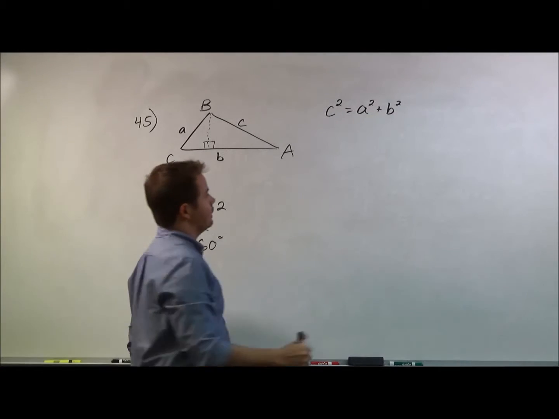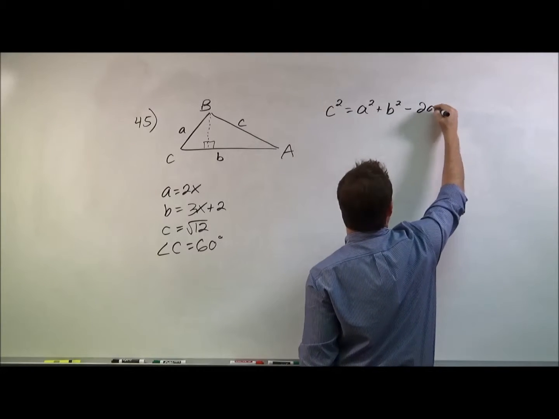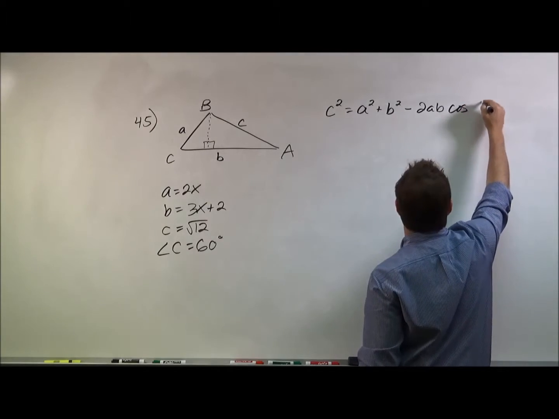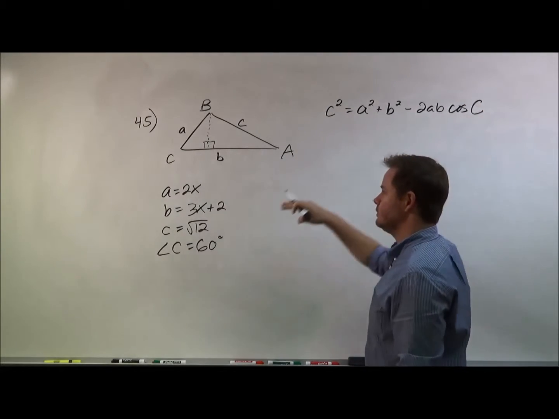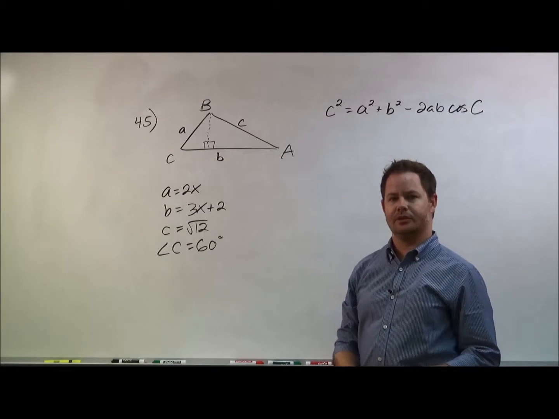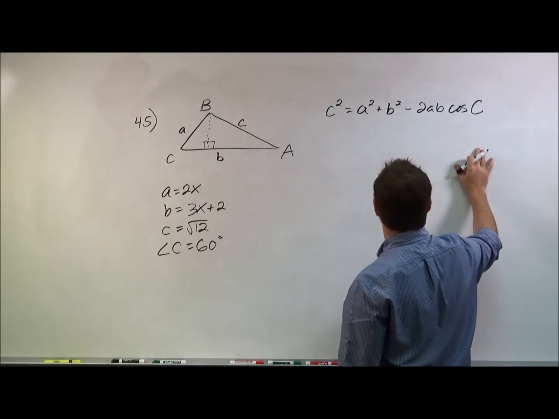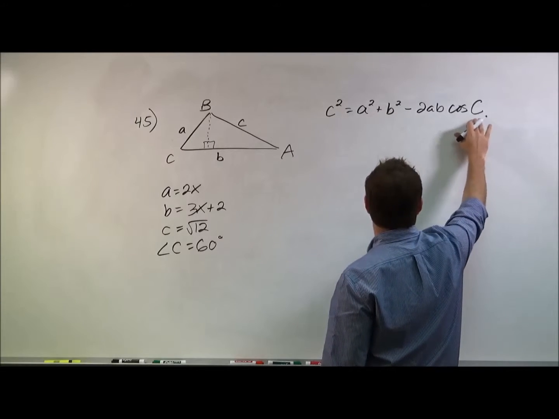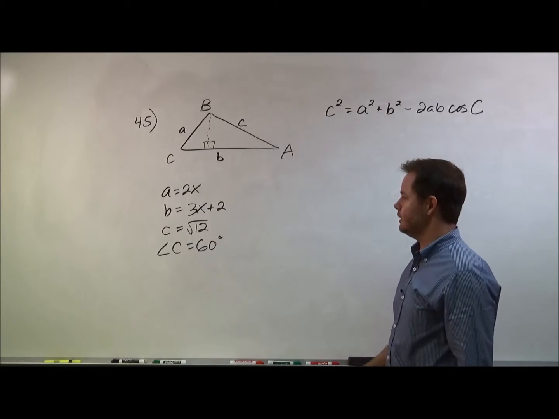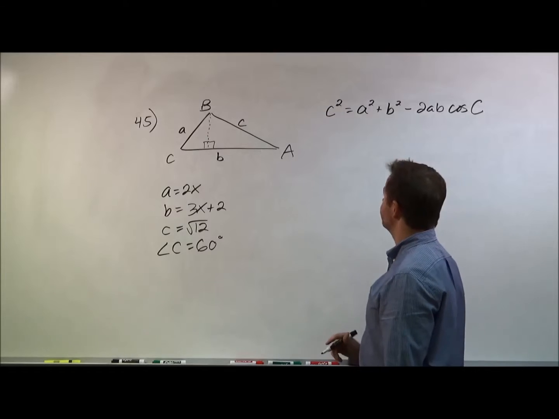For that, we're going to come over here and subtract 2ab times the cosine of C. Now, capital C represents the angle. Lowercase c represents the side. I'll try to draw them different sizes, but if it ever gets unclear, just know that when you have the trig function with the cosine, you're talking about the angle, and little c, we're just talking about the side. So now we can go ahead and plug in these values and solve for x.